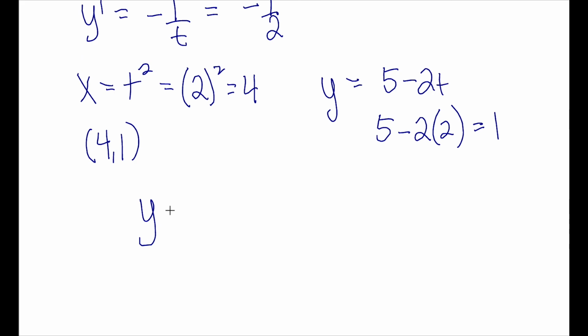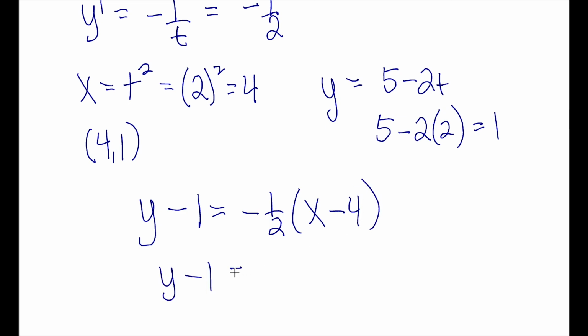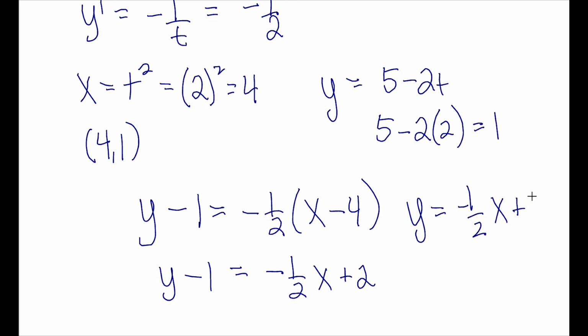So I'll use point slope form. Y minus 1 equals negative 1/2 times x minus 4. Distribute and move the 1 to the other side. So your answer is y equals negative 1/2 x plus 3.